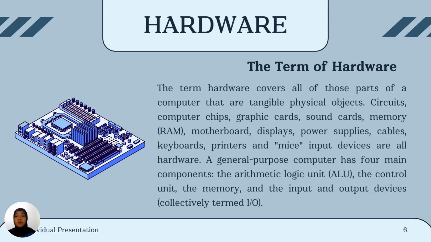Inside each of these parts are thousands to trillions of small electrical circuits which can be turned off or on by means of an electronic switch. Each circuit represents a bit or binary digit of information so that when the circuit is on, it represents a 1 and when off it represents a 0 in positive logic representation. The circuits are arranged in logic gates so that one or more of the circuits may control the state of one or more of the other circuits.